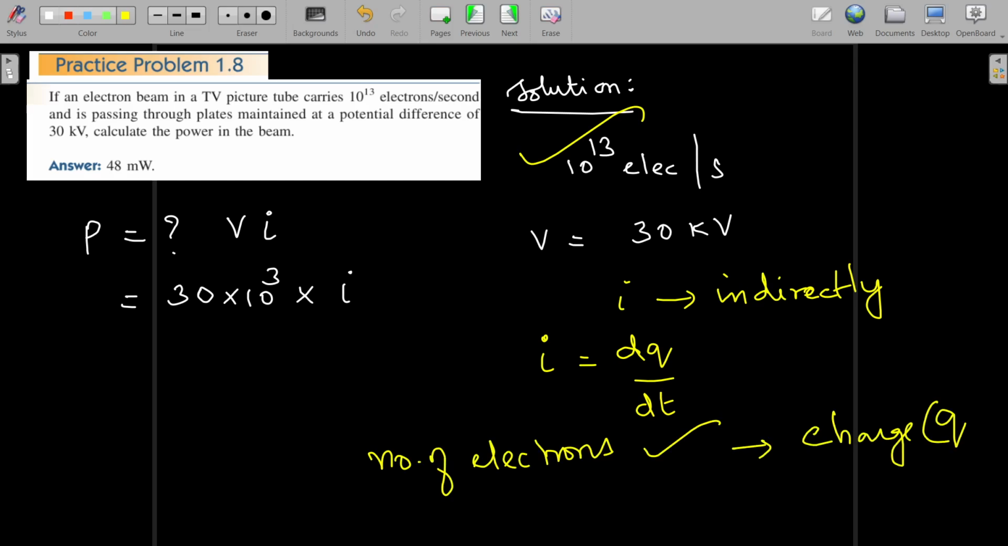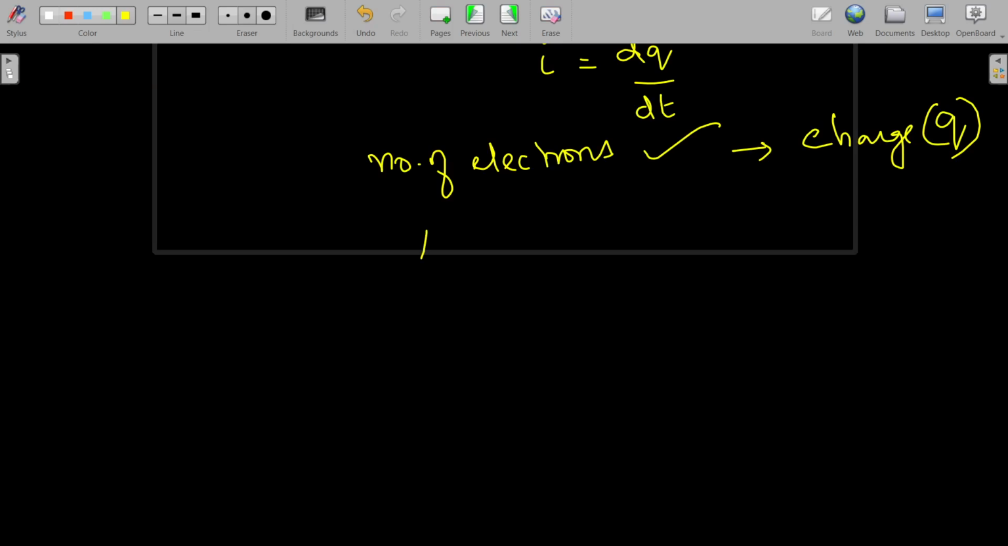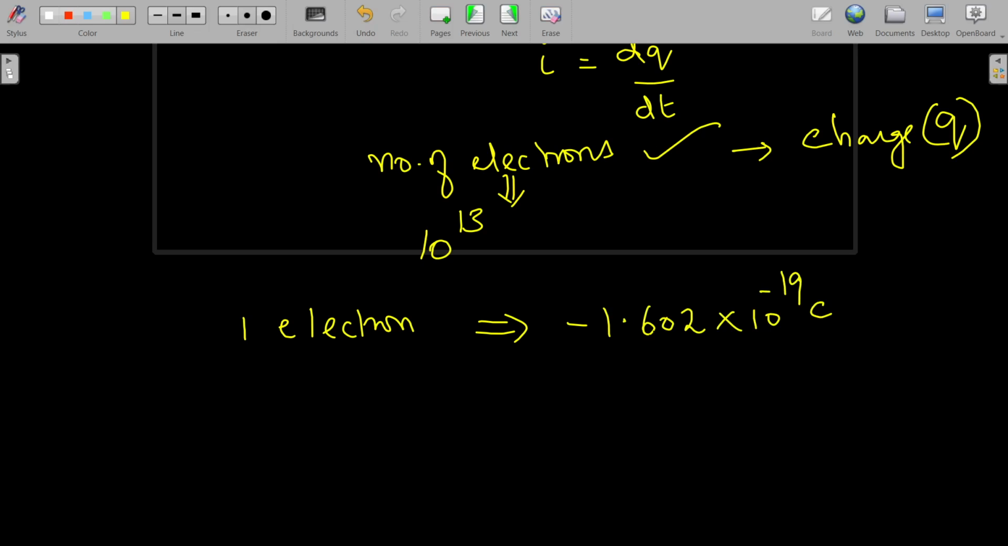Charge is what? It is nothing but Q, isn't it? It is given in coulombs, right? So here number of electrons per second is known. So you can go for charge per second. You can calculate the charge. So number of electrons is given as 10 power 13, isn't it? Suppose one electron is there, then its charge is equal to minus 1.602 into 10 power minus 19 coulombs. Understand this. If you have only one, that electron possesses a charge of minus 1.602 into 10 power minus 19 coulomb. But here we have actually 10 power 13 electrons.